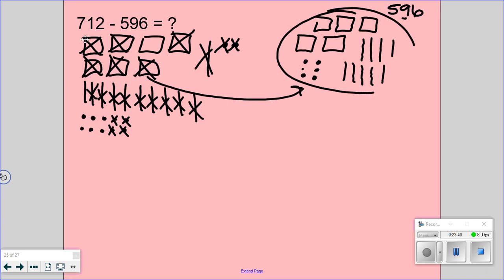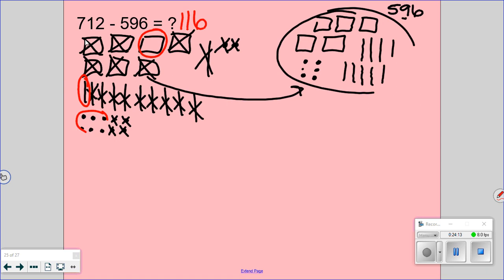Arik, what survived? A 100, a 10, and 6 ones. If I were to write that as a number, what would that be worth? Archer? 116. Does this strategy take a little bit of time? Yes.